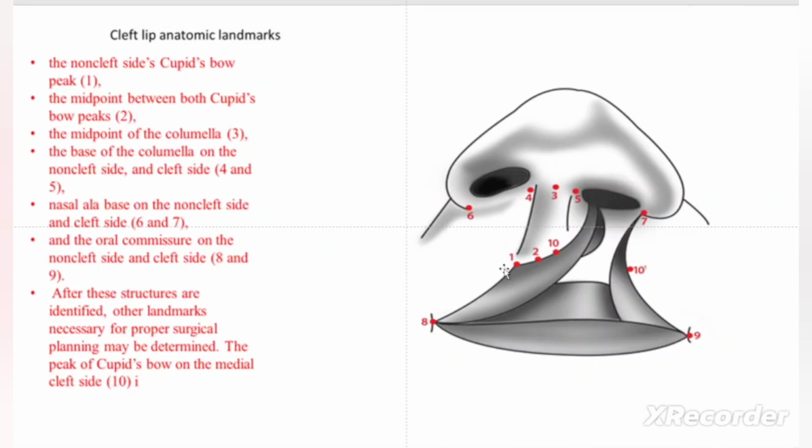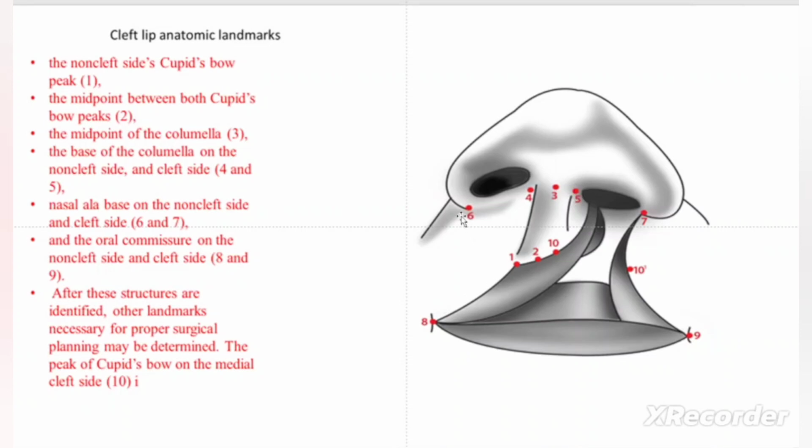Number 1 is... this side is the normal side, the medial side. This side is the cleft side, or lateral side. On the medial side, Cupid's bow peak we have given number 1. The midpoint between the two Cupid's bow peaks is number 2. 3 is the center point of the columella base. 4 is the non-cleft side columella base. 5 is the cleft side columella base.